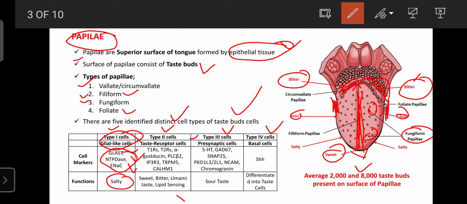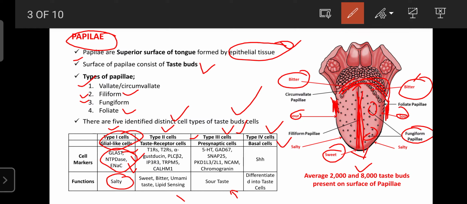Then the third type of cell is known as the presynaptic cell. It mainly consists of serotonin, that is 5-HT, then GAD67, SNAP25, then PKD1L3, as well as PKD2L1, then NCAM. It can also consist of chromogranin, and these cells are involved in the detection of the sour taste. Then there is the fourth cell, known as the basal cells.